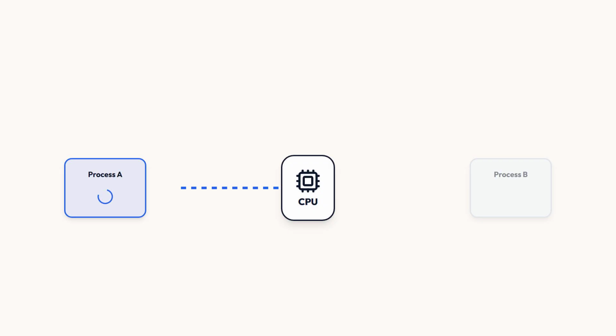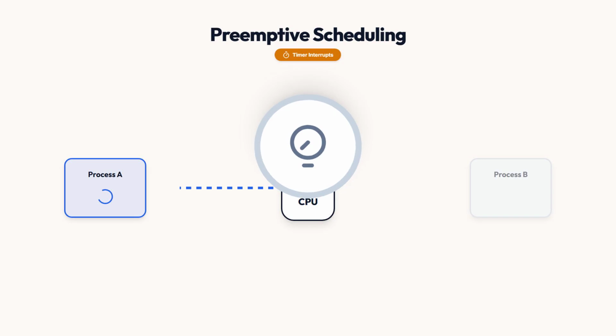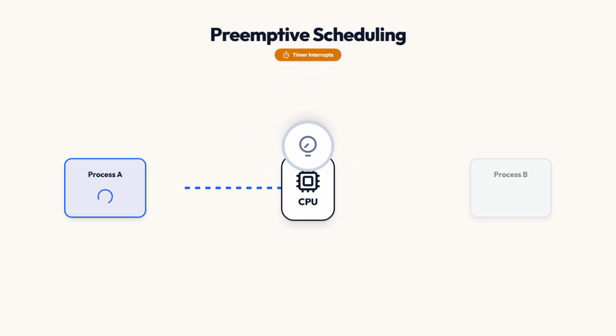Now let's look at the second approach. This is called preemptive scheduling. Here, the CPU can switch processes even if they are running perfectly fine. But why would we do that? Imagine one process keeps running for a very long time. If we never interrupt it, other processes may never get a chance to run. That would be unfair. So to solve this, the CPU uses something called a timer interrupt.